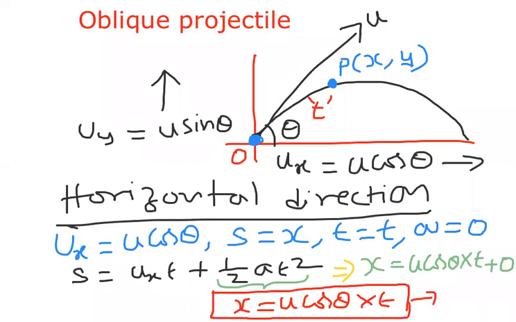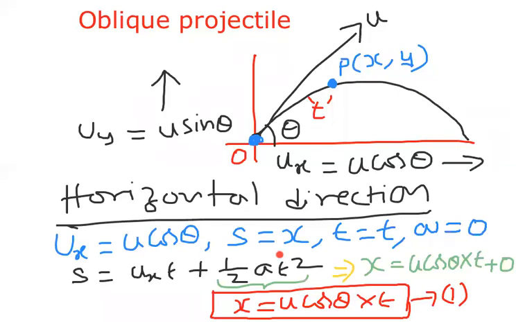Equation number 1. So what did I do here? I have taken the horizontal direction first. The body is traveling simultaneously in the horizontal as well as the vertical direction. First I am discussing the horizontal. Initial horizontal velocity is u cos theta, horizontal displacement is x, and time taken is t. Acceleration is 0 because acceleration on any body in air is due to gravitational force, which acts only in the vertical direction. So there is no acceleration in the horizontal direction.